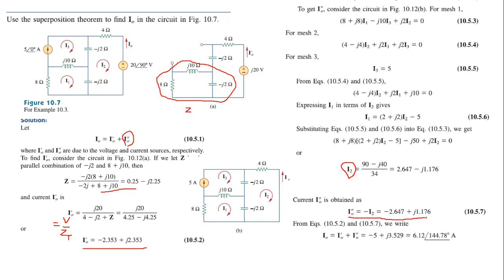Right? Now the total current I naught will be equal to I naught dash plus I naught double dash, right? So both added up together will give you the value of I naught. So this is how we analyze the superposition theorem.